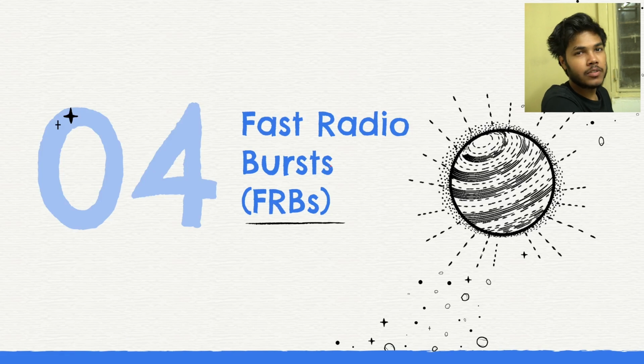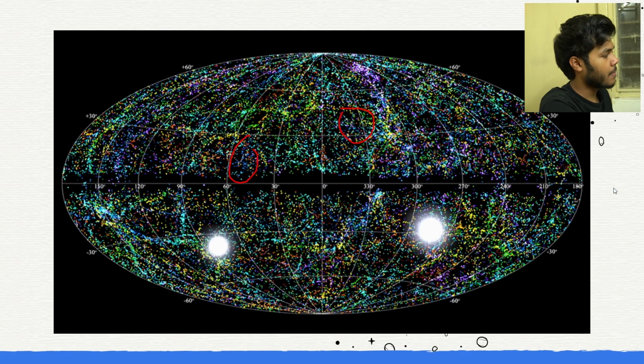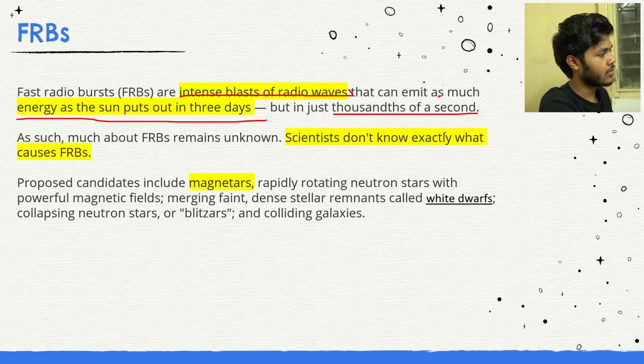Now we are going to introduce fast radio bursts. You can see here in the diagram, the flashes that are blinking are FRBs in the universe. These are intense blasts of radio waves, and you can see how much energy they emit in just thousandths of a second. So you can see how powerful they are.